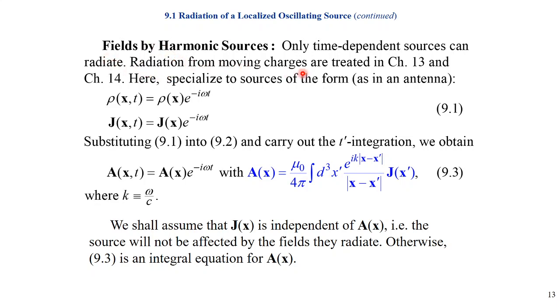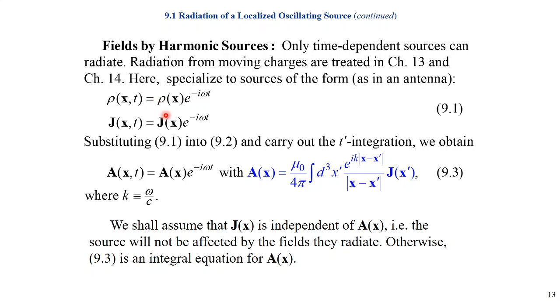Radiation from moving charges is treated in chapters 13 and 14. Here we specialize to sources of the simple form exponential of minus i omega t, one harmonic component at a time. So overall, we separate into space dependence and time dependence. By doing so, we know this one will be a phasor. So this is real.